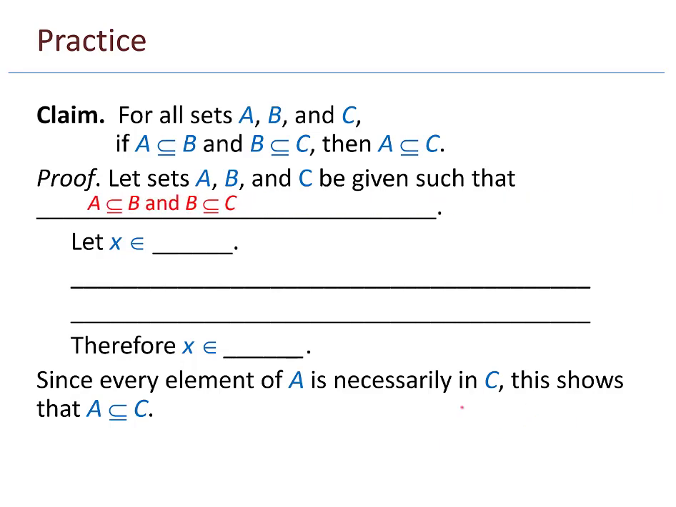Proof. So we start off with the hypothesis. A, B, and C are given such that A is contained in B and B is contained in C. Let X be an element of A. Well, since A is contained in B, we find that X is an element of B. And also, B is contained in C. Therefore, it has to be that X is in C. This is exactly what containment means.